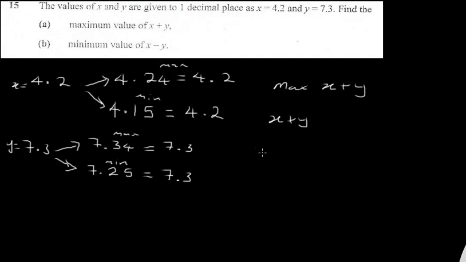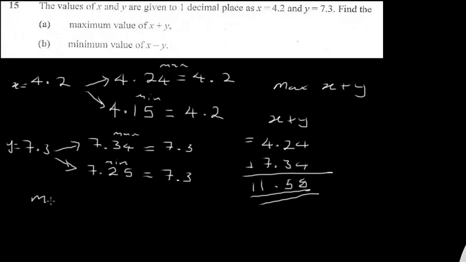Okay, so maximum would be, let me write it down here. What's our maximum value of x? 4.24, right? And what is our maximum value of y? It is 7.34. When we add those two, we would get 4 plus 4 gives us 8, 2 plus 3 gives us 5, and 4 plus 7 gives us 11. We would have 11.58.